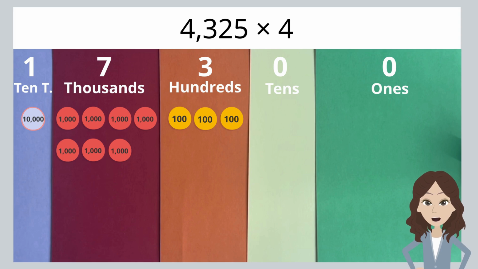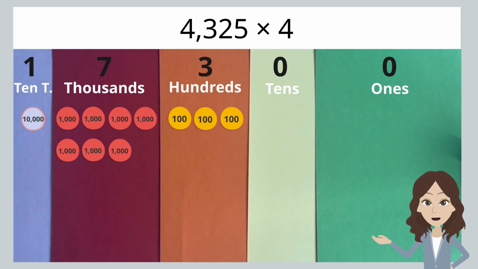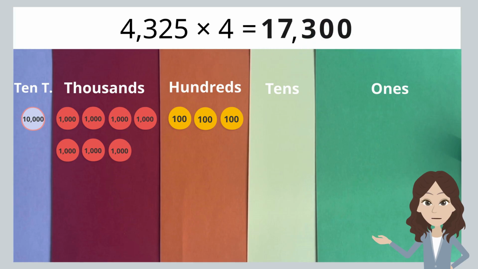Now, look at the number disks in each place value column after regrouping. Can you tell what is the answer to 4,325 times 4? Pause and discuss with your friends. After regrouping, we have 1 10,000, 7 thousands, 3 hundreds, 0 tens, and 0 ones. So, 4,325 times 4 is equal to 17,300. Did you get it right?